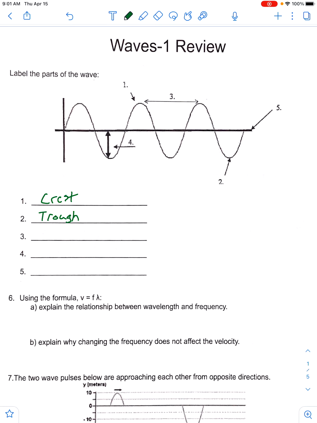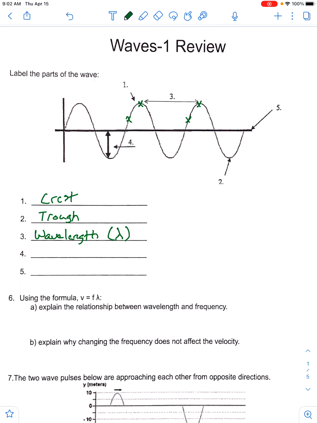Okay, three is going to be your wavelength. The important thing here is with the wavelength, you start and end in the same place. So it doesn't have to be just top to top. It can be bottom to bottom. You could do it from here to here, as long as you have one full crest and one full trough. And wavelength is characterized by the upside down Y. That's called lambda, just if you need that.